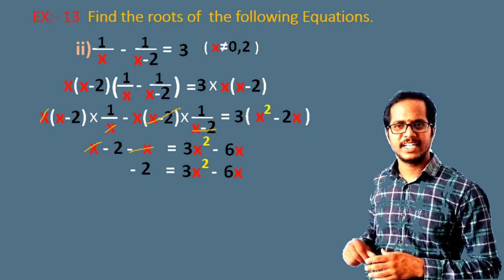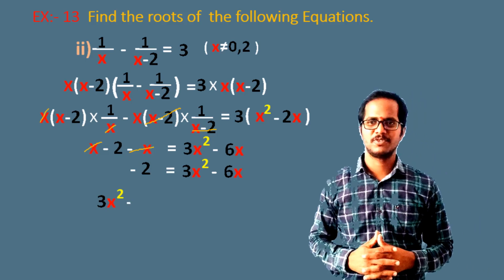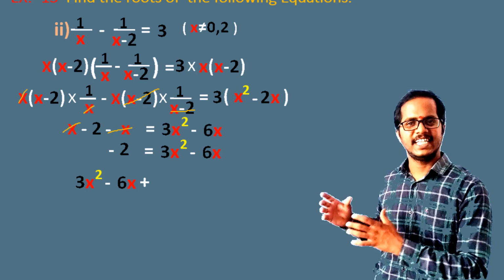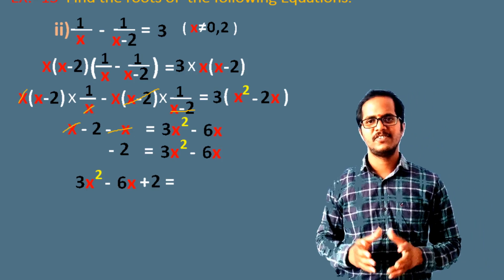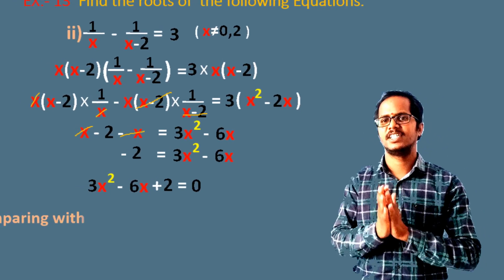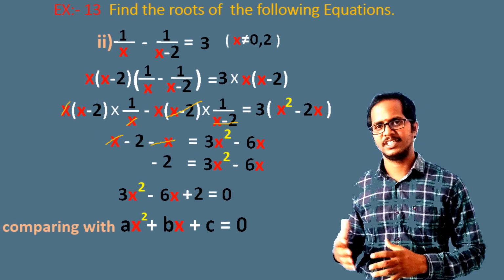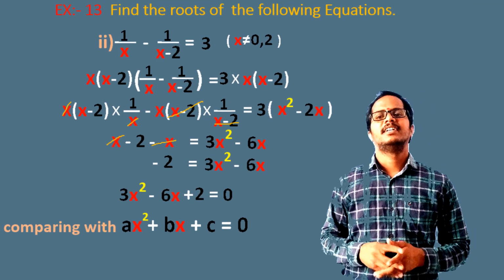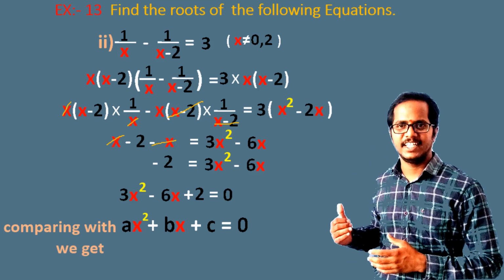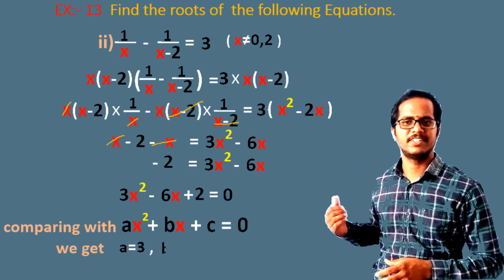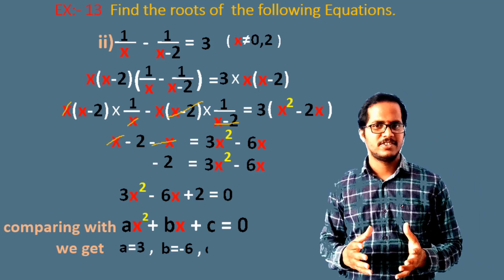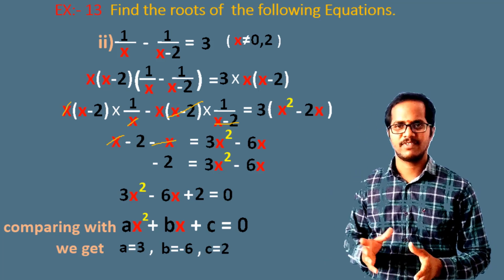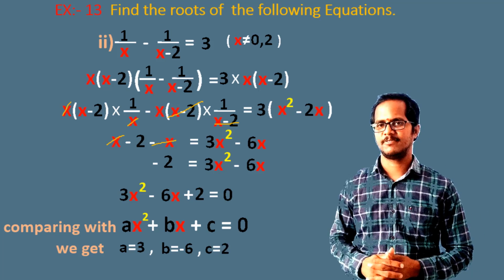And this can also be written as 3x square minus 6x plus 2 equals to 0, which is a quadratic equation. Now if we compare this quadratic equation with the general form ax square plus bx plus c equals to 0, we get the values of a, b and c as a equals to 3, b equals to minus 6 and c equals to 2. Now we can use the quadratic formula for finding the solution of this quadratic equation.